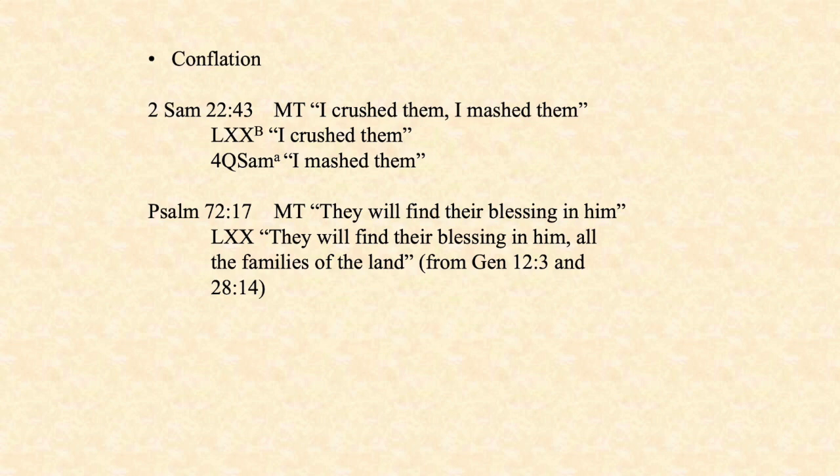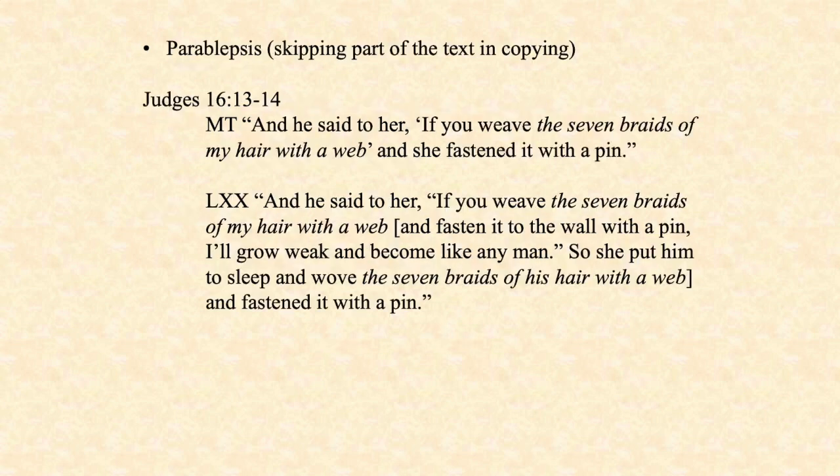In Psalm 72, the Masoretic text has they will find their blessing in him, whereas the Septuagint has they will find their blessing in him, all the families of the land. And what the Septuagint has done here is they've combined phrases from Genesis 12:3 and 28:14 in their copying of the Psalm text. So they're kind of remembering that this has occurred elsewhere in the Bible.